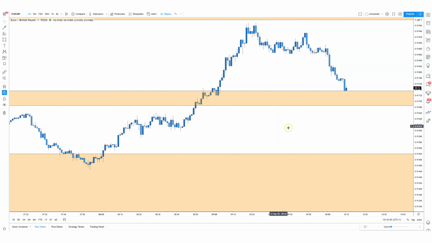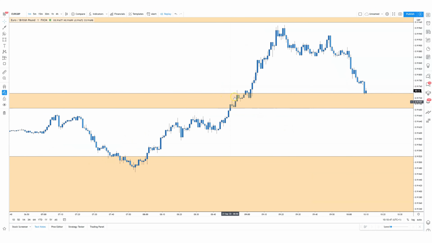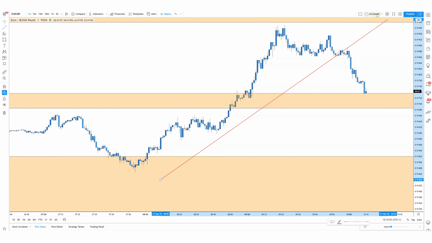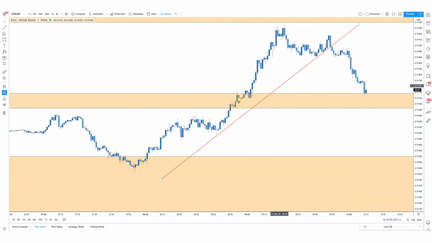But let's say here now we have price pushing and breaking above this structure. Now, what do we see? We see a trend to the upside on this market. As you can clearly see, price creating higher highs and higher lows. This is very evident of price keeping above this brick wall.